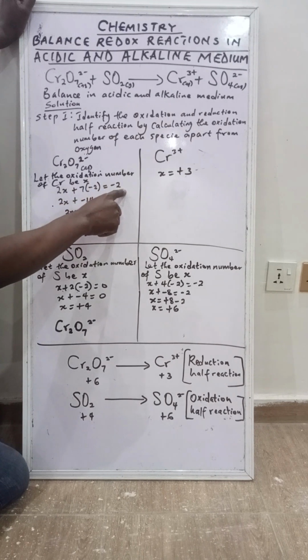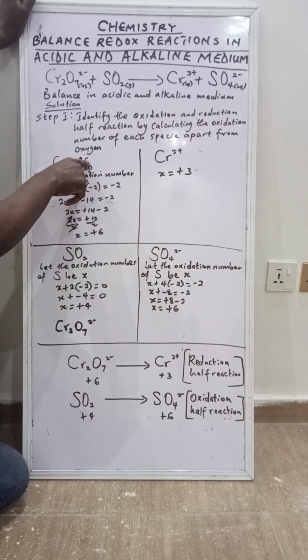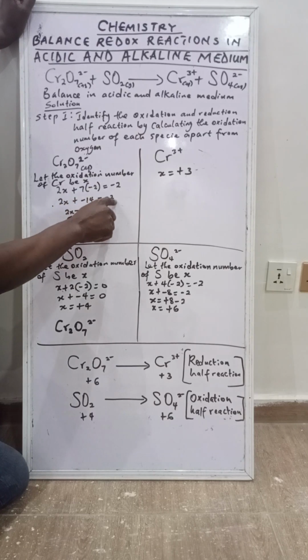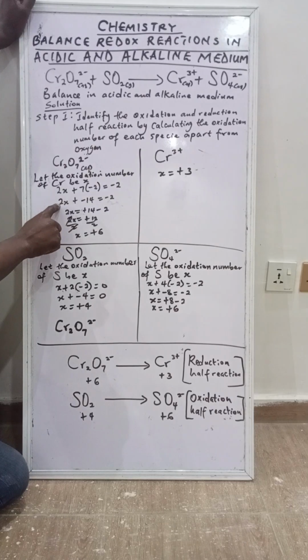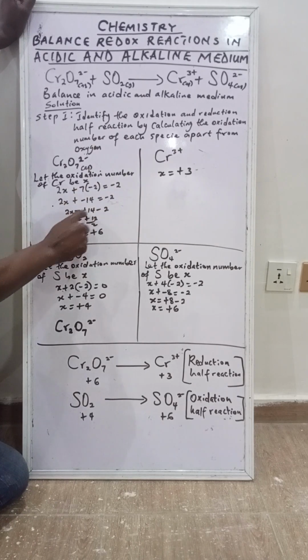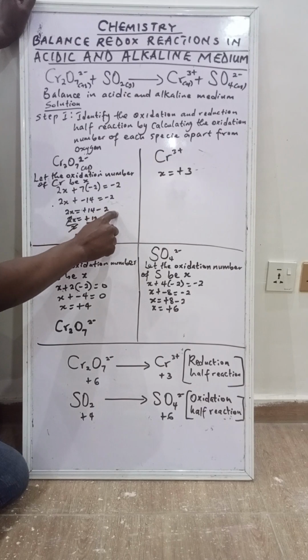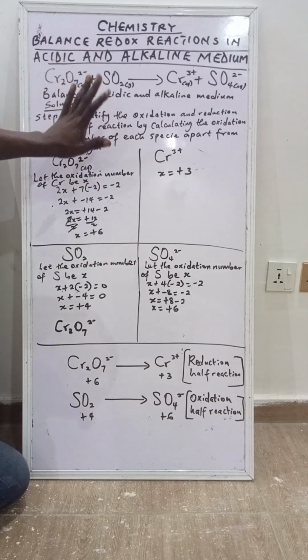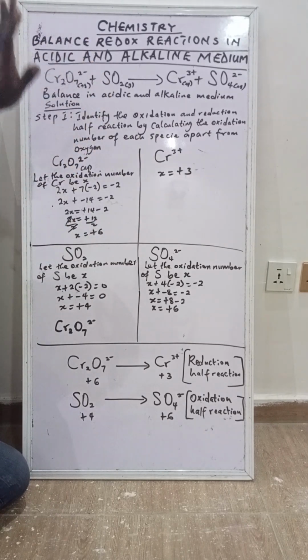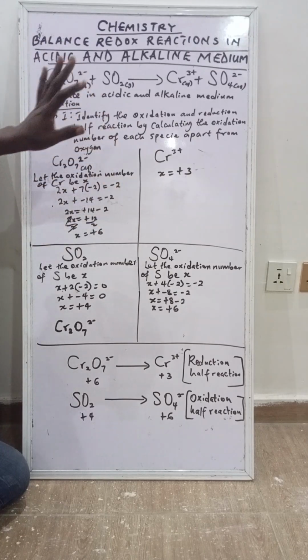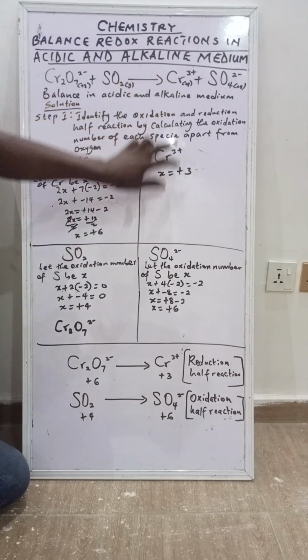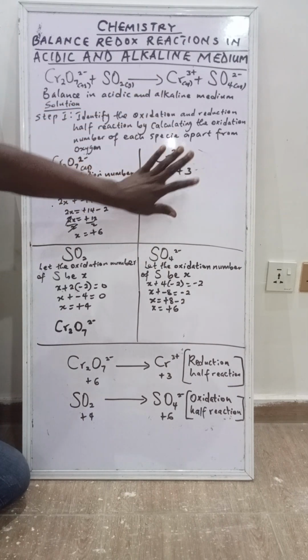Is equal to minus 2, which is the charge here, 2 minus. Now 2X plus 7 times minus 2 gives minus 14, equals minus 2. Take the minus 14 to the other side, it gives plus 14 minus 2. So 2X equals plus 12, divide both sides by 2, X equals plus 6. In redox reactions, it is important to put the charges, whether positive or negative, in front of the number. Now for the other side, chromium is plus 3. That one is direct.